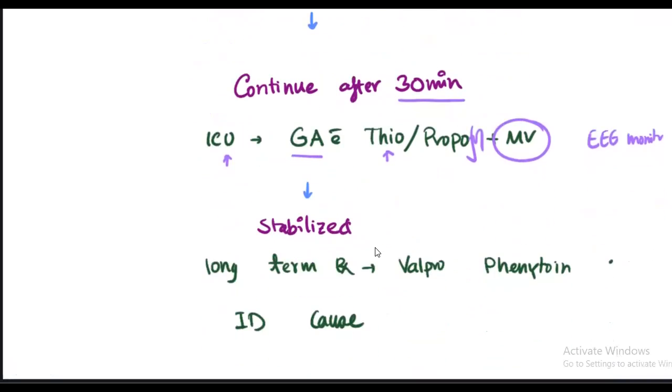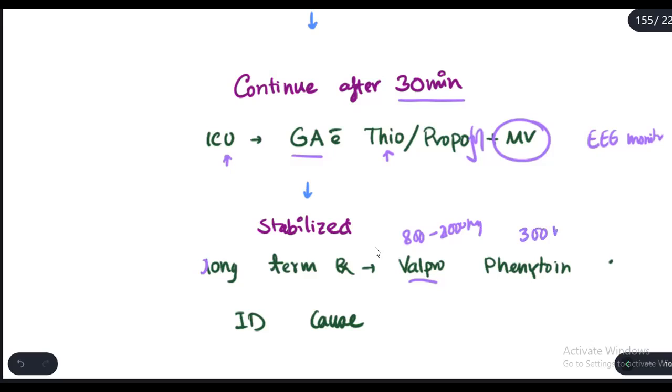Once the patient is stabilized, start the long-term treatment, and usual drugs are valproate and phenytoin. The usual dose of valproate is around 800 to 2000 milligram per day. And usual dose of phenytoin is 300 milligrams per day. And obviously, try to identify if there is an underlying cause of the status.